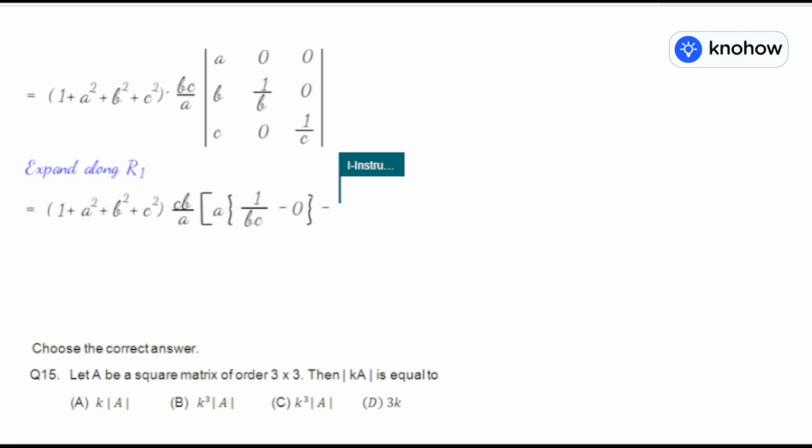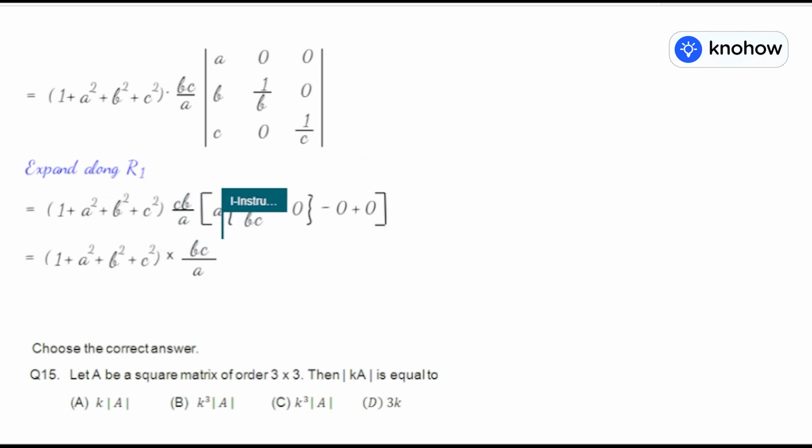So you are left with 1 plus a square plus b square plus c square into bc by a, and from inside the bracket you are left with a by bc. So what happens? So simple, a and bc cancel, and here you are with the required result, 1 plus a square plus b square plus c square, which is the required right hand side.